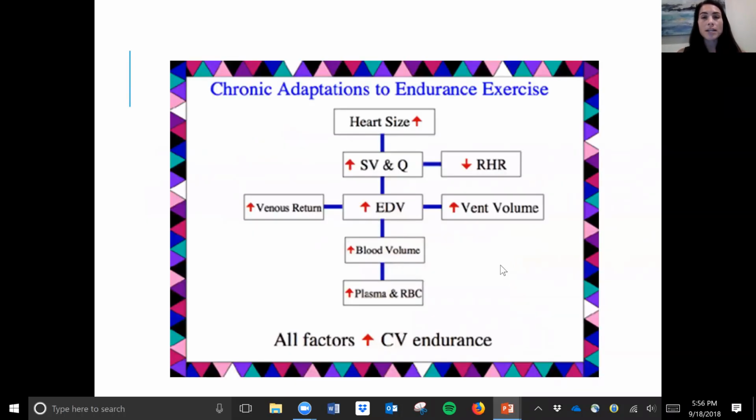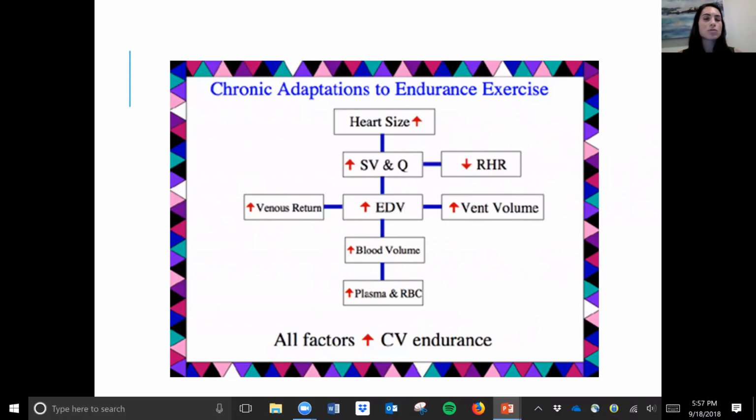So now let's look at some other adaptations that happen with endurance exercise. People who regularly engage in cardiovascular exercise are going to see an increase in their heart size. They're also going to see an increase in stroke volume and cardiac output, even though they're seeing a decrease in resting heart rate. If you remember, cardiac output is heart rate times stroke volume. So you'd think, if I'm seeing a decrease in resting heart rate, you wouldn't see an increase in cardiac output, but that's because while they're being physically active, you're going to see that increase in cardiac output.